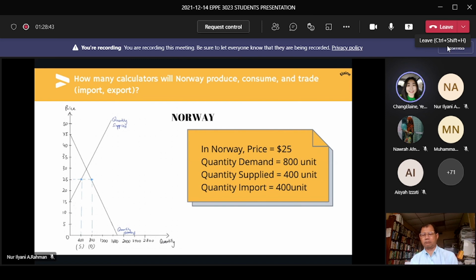In this situation, there is a quantity demanded surplus of 400 units. To cover the shortage, Norway has to trade with Sweden and import 400 units of calculators from Sweden. That's all from me, thank you. Now I will pass to the next presenter, Melina.